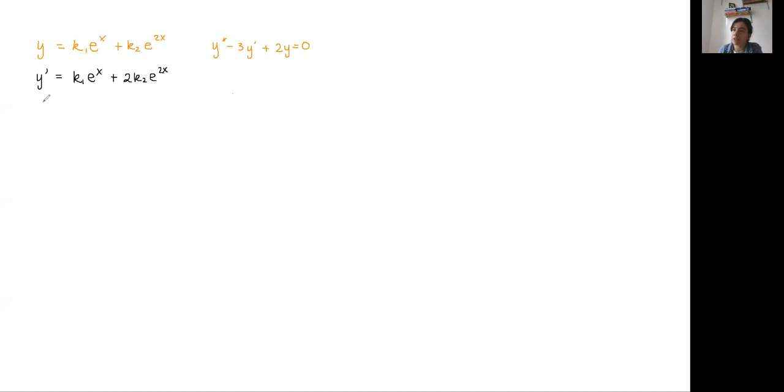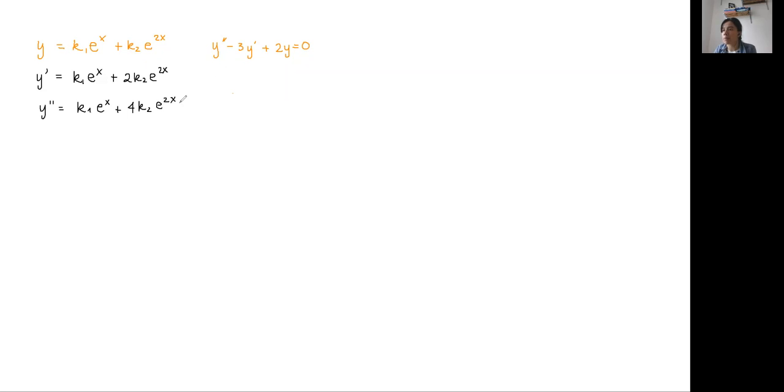So that means the second term here is 2 times k2 e to the 2x. In the same way, to find the second derivative, I'm just going to take the derivative of y prime. So I'll have still k1 times e to the x plus the derivative of 2 times k2 times e to the 2x. Here, 2k2 is just a constant, so there's no difficulty. The derivative of 2k2 e to the 2x is 2 times k2 times the derivative of e to the 2x, where I bring a second 2 down, so this becomes 4 times k2 times e to the 2x.